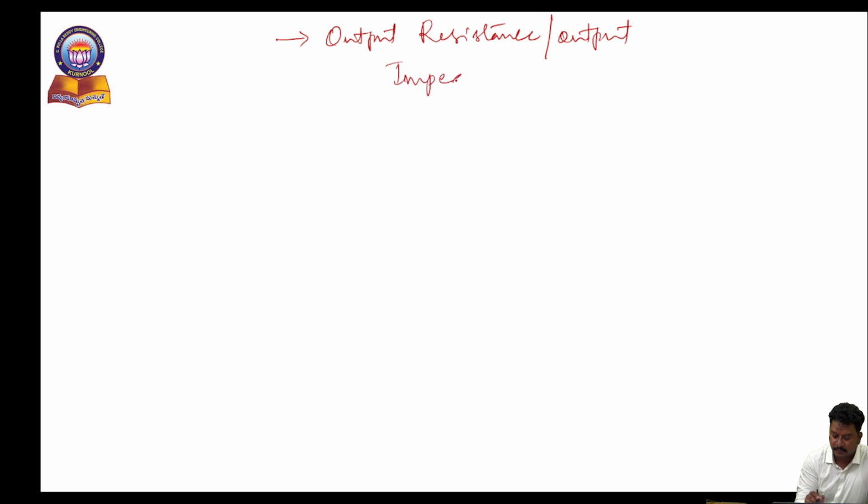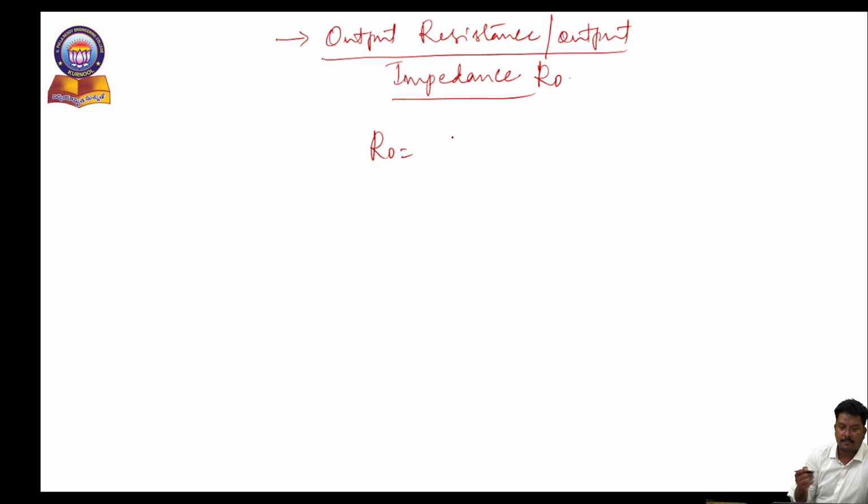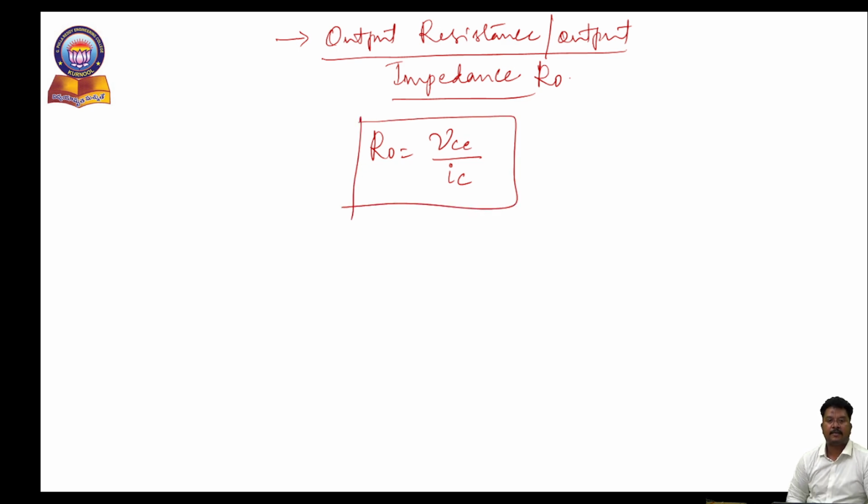The next parameter we will consider is output resistance, or output impedance, which is defined as R naught. So R naught is nothing but output resistance. It is the ratio of output voltage to output current. Output voltage is V_CE and output current is I_C. If you find the ratio between these two, we can find the output resistance.